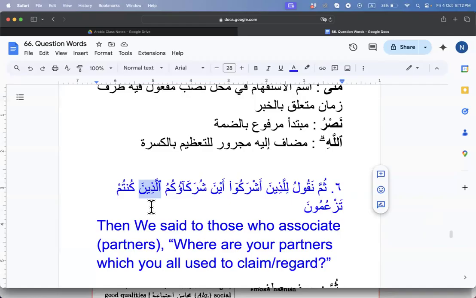So why not hal? Because hal is the condition, right? You can argue hal describes the state, sifa describes the thing. So it's not hal because you don't use Al-Lazina for hal. If you use an ism, you use something like ism fa'il. Other than that, Al-Lazina is proper.